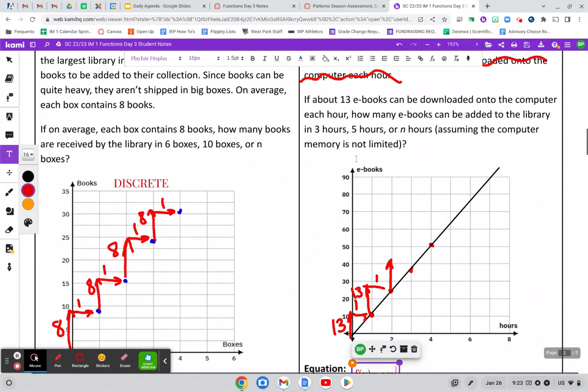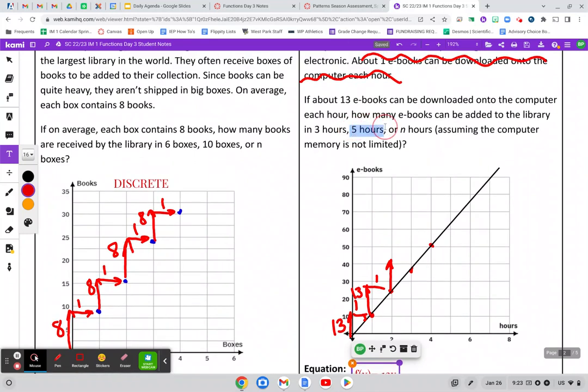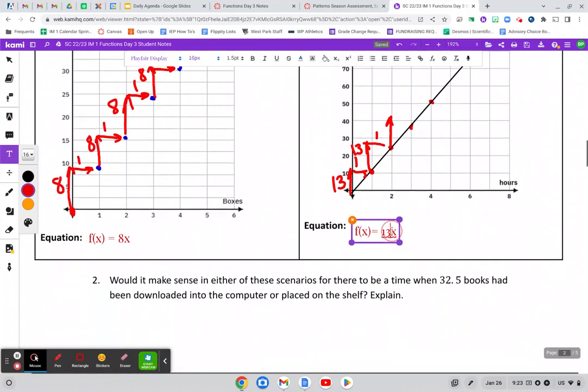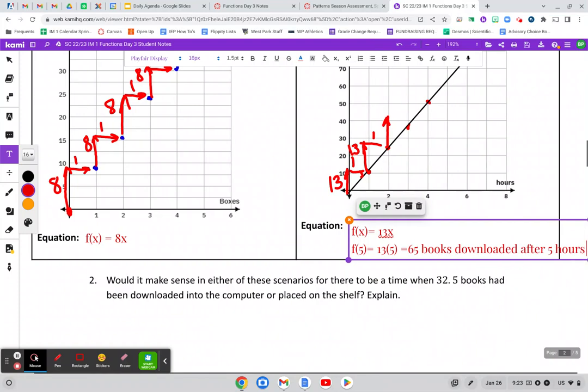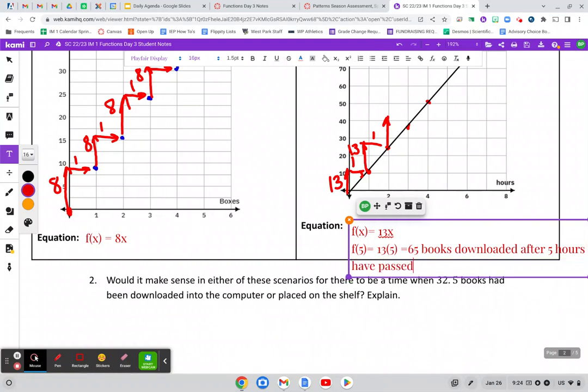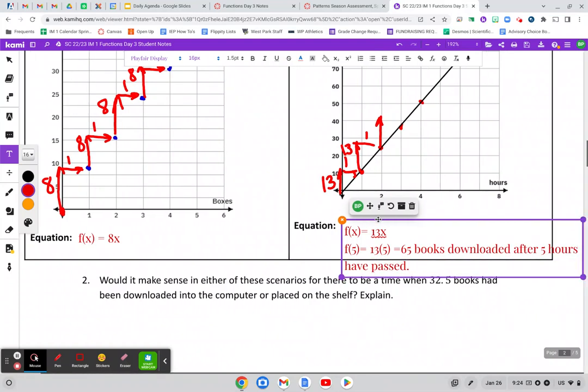Now, if you wanted to evaluate this and find out how many books there were after 5 hours, it's real simple. All you have to do is f of 5, which is 13 times 5. Off the top of my head, 65. So there would be 65 books downloaded after 5 hours have passed. That right there is what's called evaluating your function.